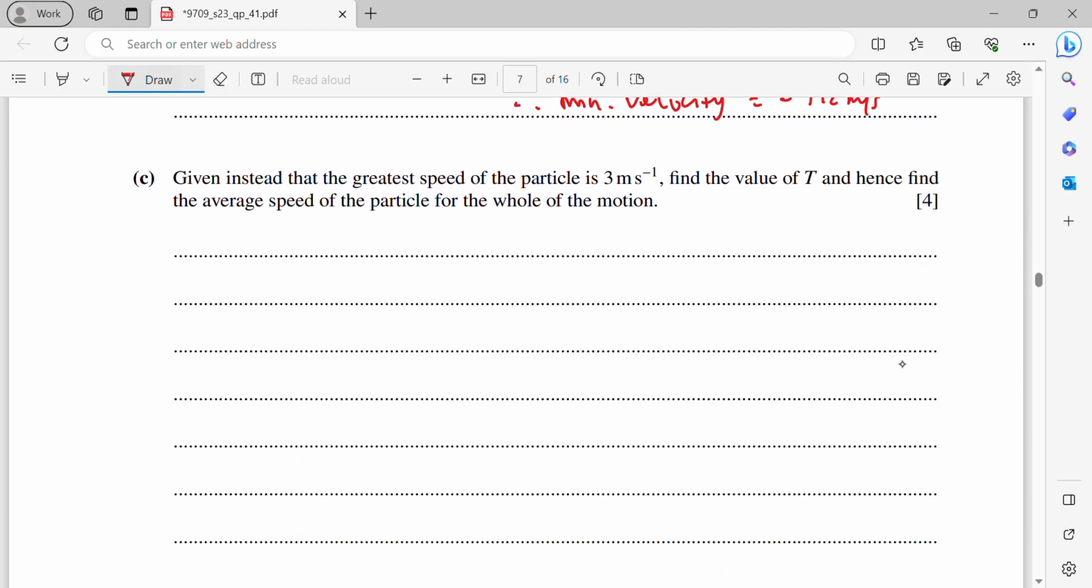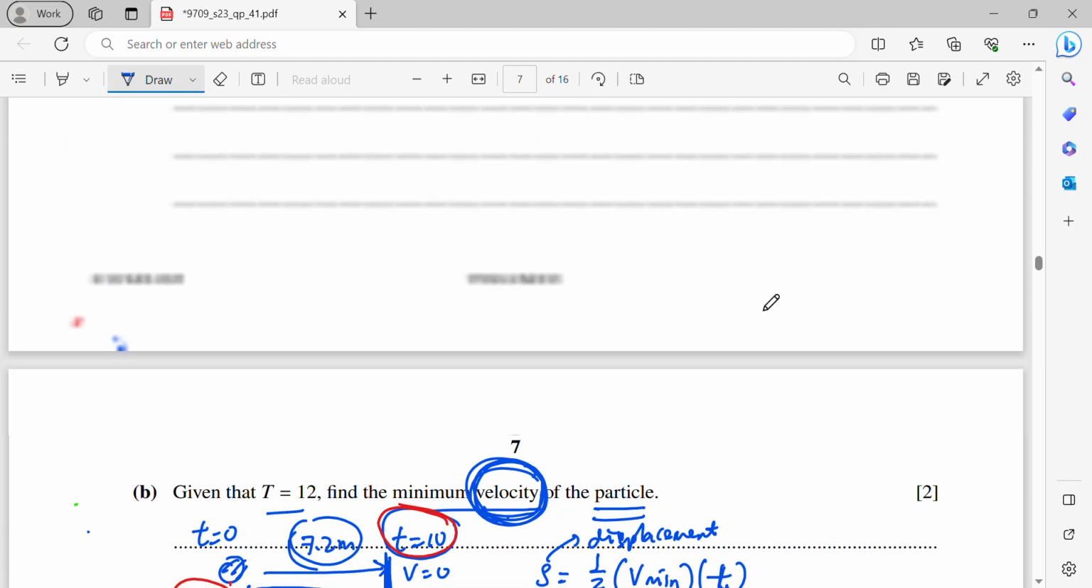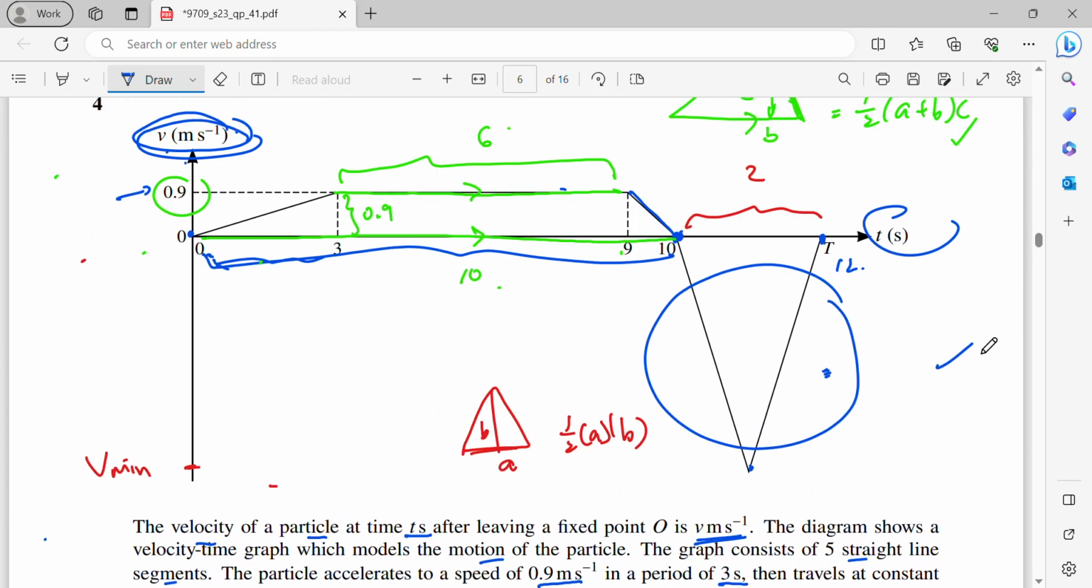Now part C, given instead that the greater speed is 3 meters per second, find the value of t and hence find the average speed. So the first is the value of t, the second is the average speed. Now, it's given the greater speed is 3 meters per second. Let's look at the graph. From here, 0.9 is velocity, but we can say that it is speed as well. Since you are given the greater speed is 3, this here is 3, when you consider the speed.